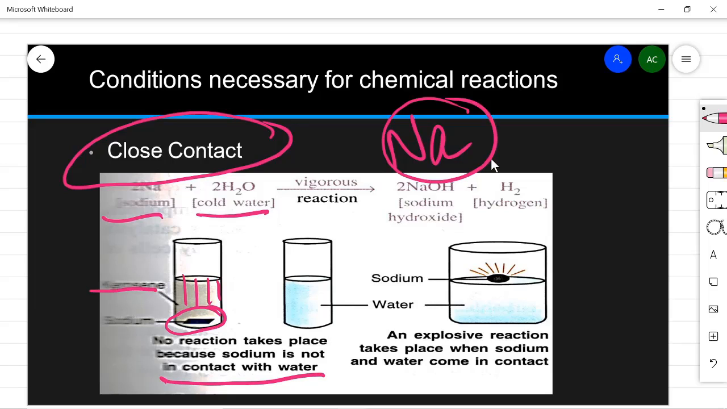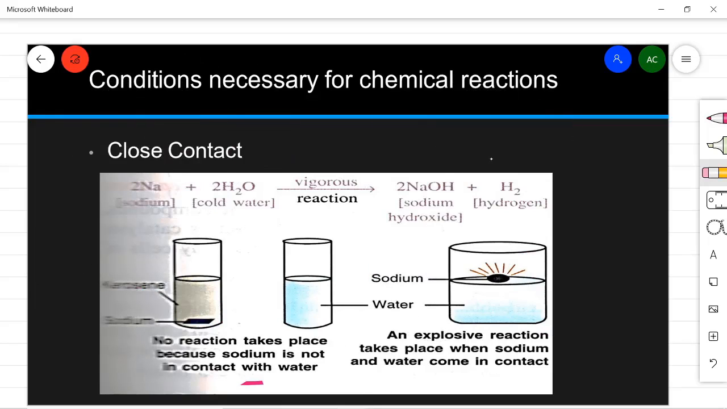But suppose I want to complete this reaction, then I have to put water and sodium in close contact, and here you can see we have put water and then put a sodium piece on that water. An explosive reaction takes place when sodium and water come in contact, because sodium is a highly reactive metal and it reacts vigorously, explosively with water. And what is formed after this? Sodium reacts even with cold water. You can imagine the intensity of the reaction. So sodium hydroxide and hydrogen gas will be liberated. These are the two products formed by this reaction.